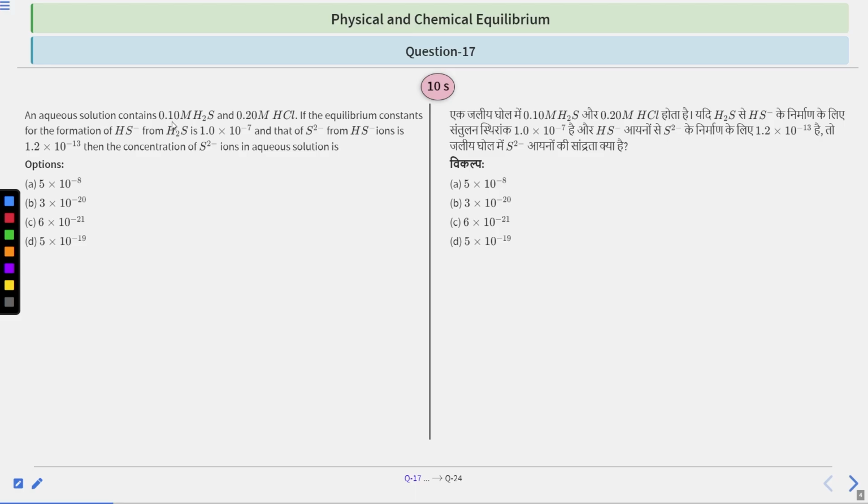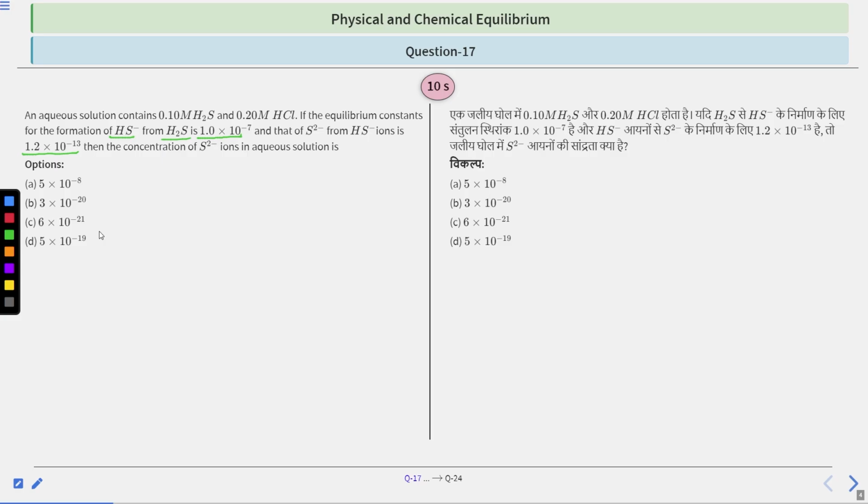An aqueous solution contains 0.1 molar H2S and 0.2 molar HCl. If the equilibrium constant for the formation of HS minus from H2S is 1 into 10 to the power minus 7 and that of S2 minus from HS minus ions is 1.2 into 10 to the power minus 13, then the concentration of S2 minus ions in aqueous solution is. Options are 5 into 10 to the power minus 8, 3 into 10 to the power minus 20, 6 into 10 to the power minus 21, 5 into 10 to the power minus 19.